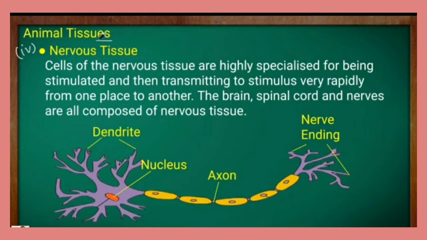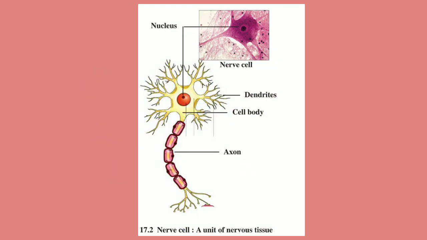Cells of the nervous tissues are highly specialized for being stimulated and then transmitting the stimulus very rapidly from one place to another. Nervous tissue enables us to respond to stimuli like touch, sound, odor, color, etc. The cell body, which contains the cytoplasm and the nucleus, is the main part of each nerve cell.